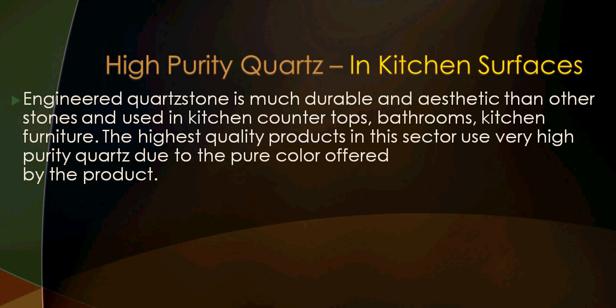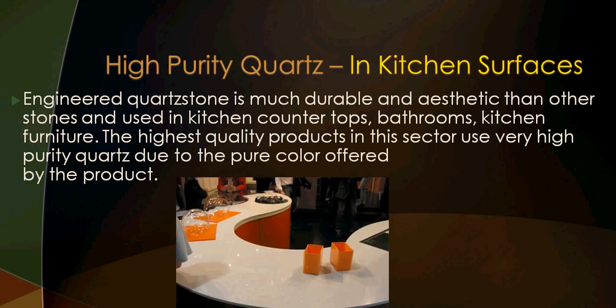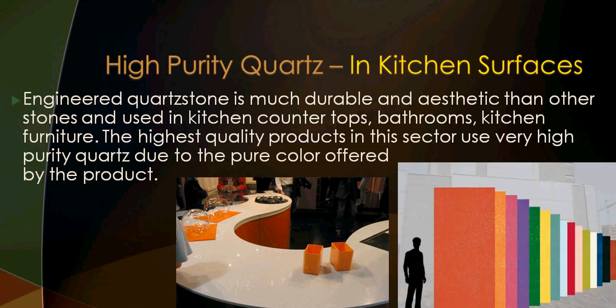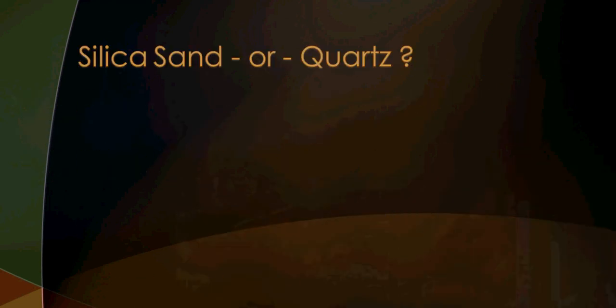This high purity quartz is not as high purity as what is used in electronics and other things, but it's still high purity. It can be used to manufacture quartz stone that is used in kitchen furniture, in bathroom vanities, in slabs and tiles in commercial buildings. So this is a slightly lower grade application of high purity quartz. These are the slabs produced from high purity quartz, called quartz stone, engineered quartz stone.